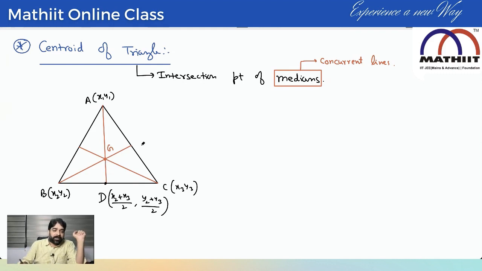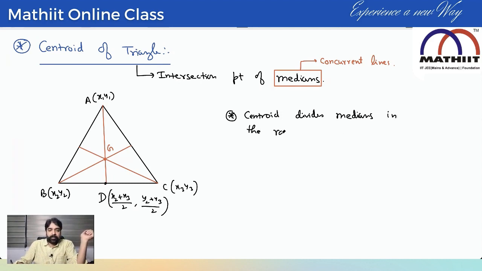Remember, G, the centroid, divides medians in the ratio 2:1. This is the basic 9th, 10th geometry. But here is one key point you have to keep in mind. This 2 is towards the vertex, and this 1 is towards the midpoint.